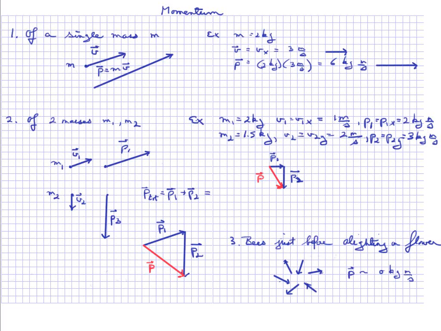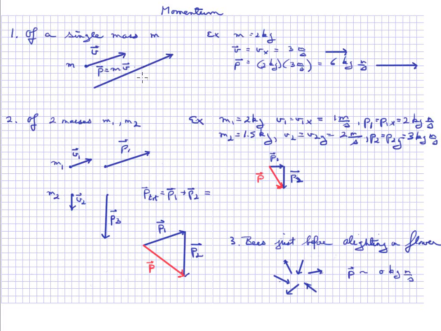This YouTube is about momentum. The momentum of a single mass m with velocity v is simply the product of its mass and its velocity. So if its velocity is pointing in a certain direction, its momentum will be pointing in that same direction. To say it differently, velocity and momentum of a single particle are parallel to each other.